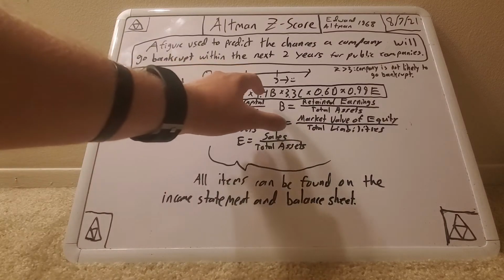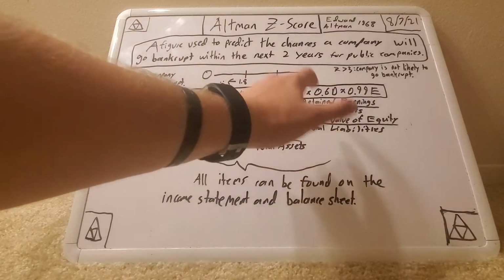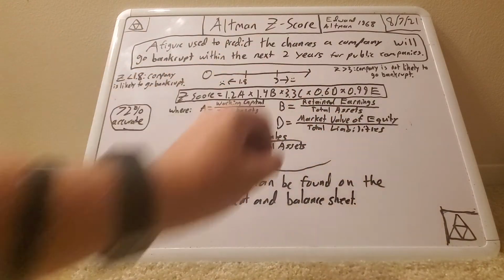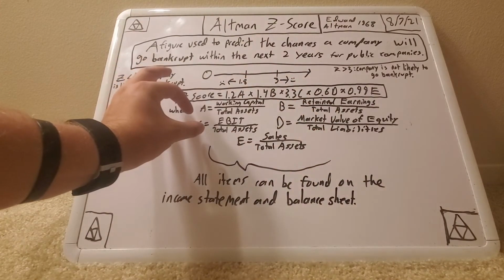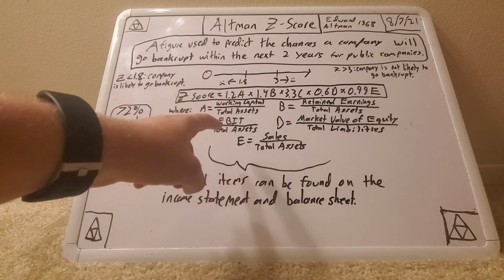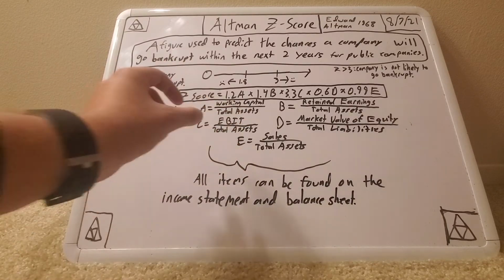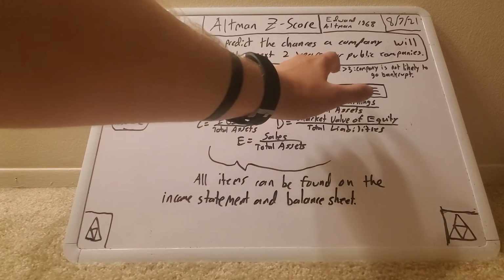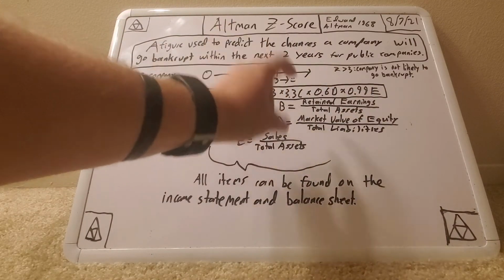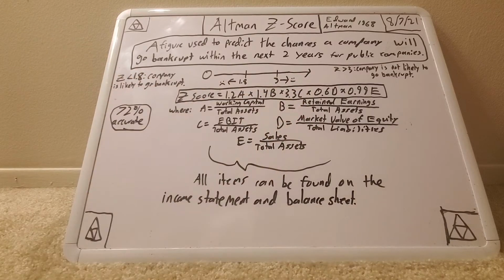And then moving on to 1.4B, so B is going to be the retained earnings divided by total assets. And then C here, 3.3 times C. C is going to be the EBIT, which is earnings before interest and taxes, divided by total assets. D, so 0.6 times D. So D is going to be the market value of equity divided by total liabilities.